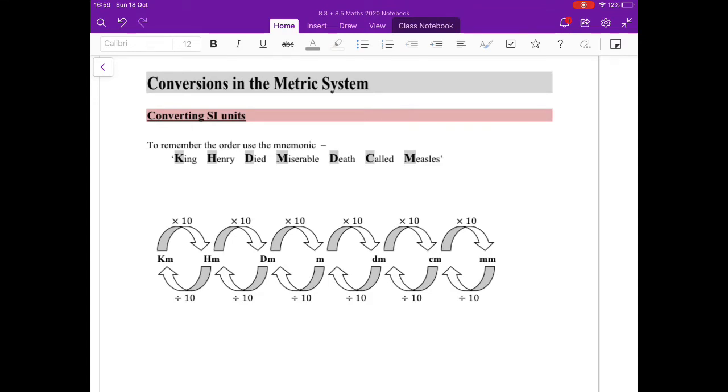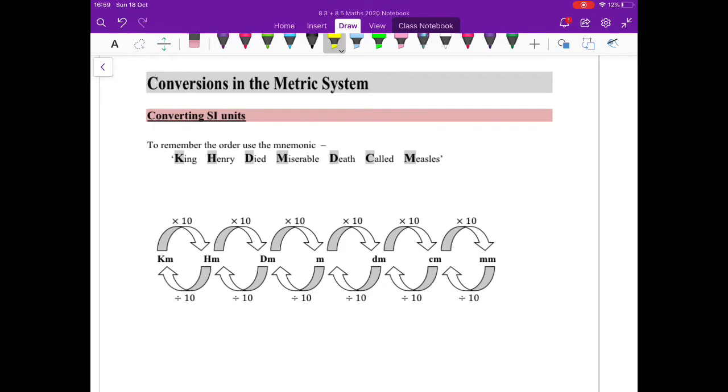So the first thing we are going to do is remember the mnemonic, King Henry died a miserable death called measles. So K for kilometers, hectameters, decameters, meters, decimeters, centimeters, and millimeters. The ones that we use are kilometers, meters, centimeters, and millimeters. These others, the hecta and decameters, decimeters, are all placeholders.